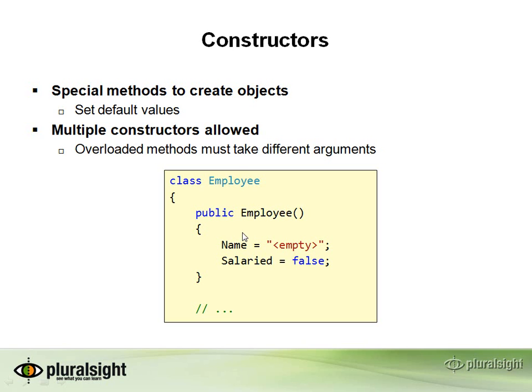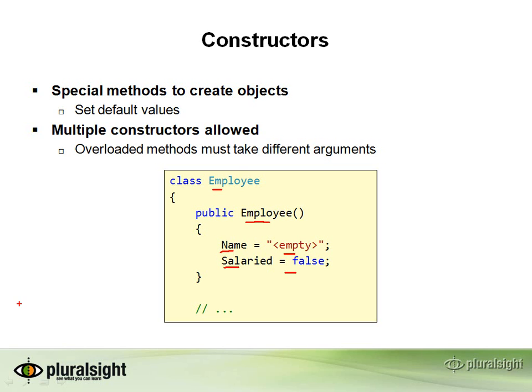The other way that I can tell this is a constructor is because it exactly matches the name of the class. The class name is employee, this method name is employee. I know it's a constructor. And what it's going to do is simply set up the state, the properties and fields that are in this object to some default values. Name equals empty and salaried equals false is what the client's going to see after they construct an object of type employee.